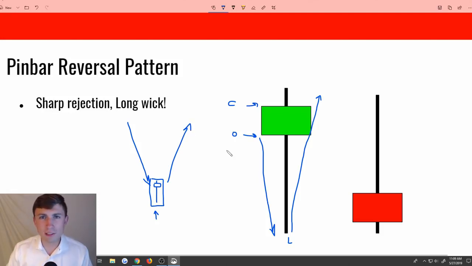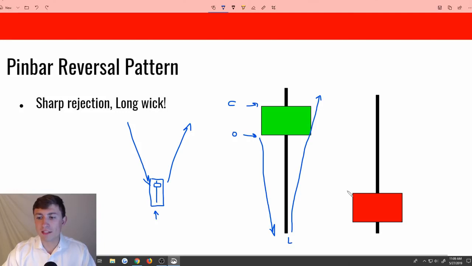Now, is it going to work every single time? No, it's not. But nothing is going to be perfect when it comes to trading, right? This can give us an edge or a probability of being correct about which way the market may be headed next. Now, similarly, we have a bearish pin bar, and I've created an example right here.